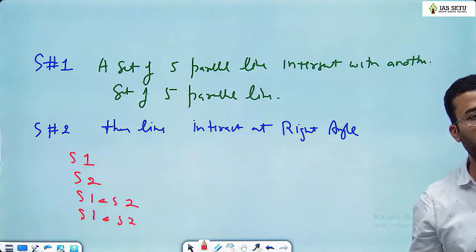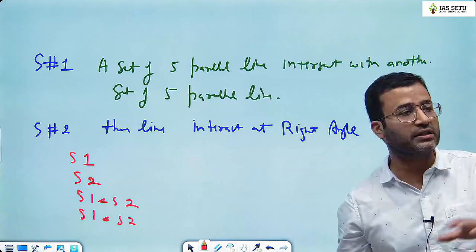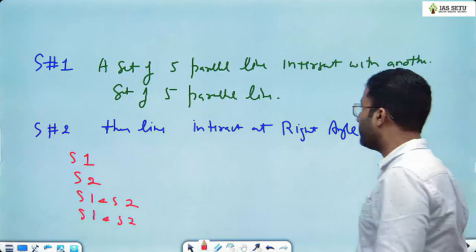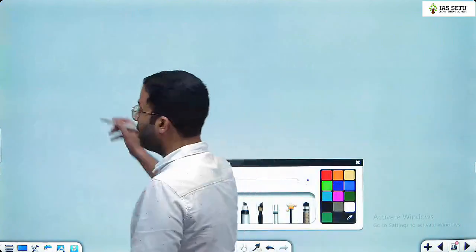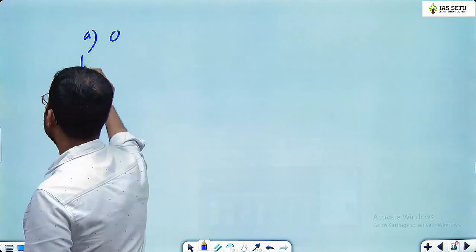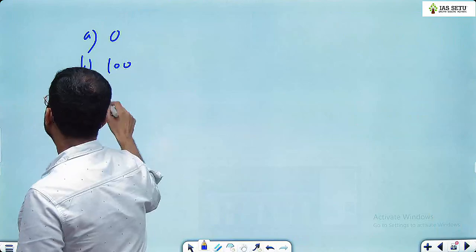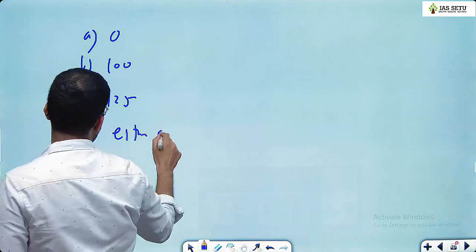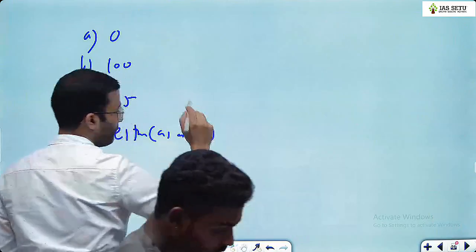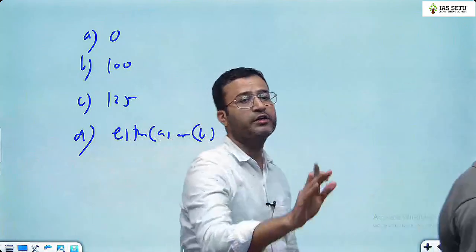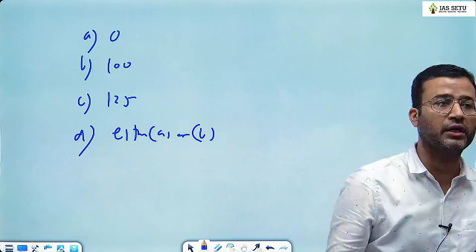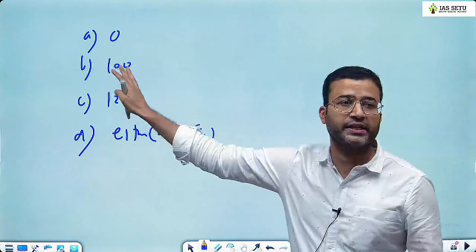There are 5 parallel lines intersected by another set of 5 parallel lines. Number of rectangles are possible? If in that case answer options are given: answer option A 0, answer option B 100, answer option C 125, answer option D either A or B. I will tell you rating of answer options, although I have to cover rating of answer options in my blood relation topic.